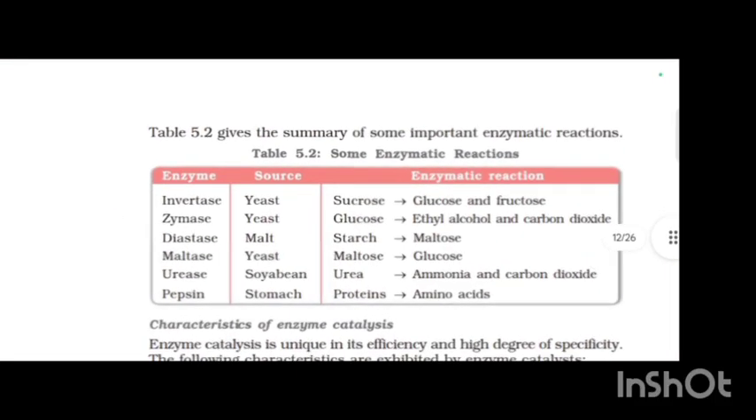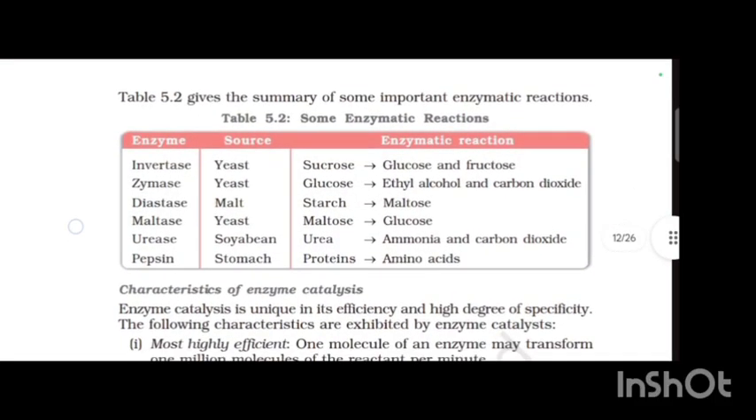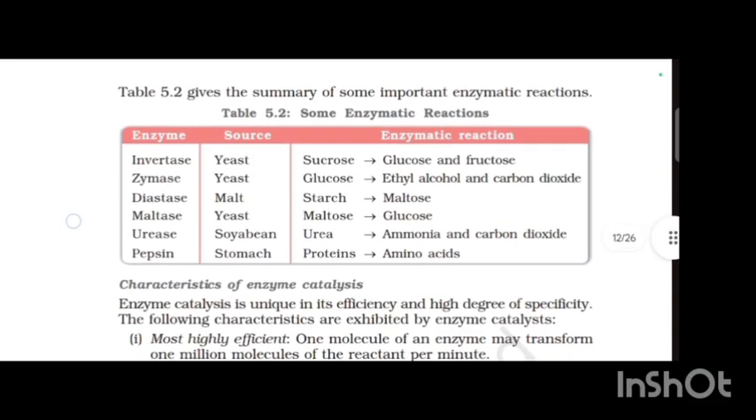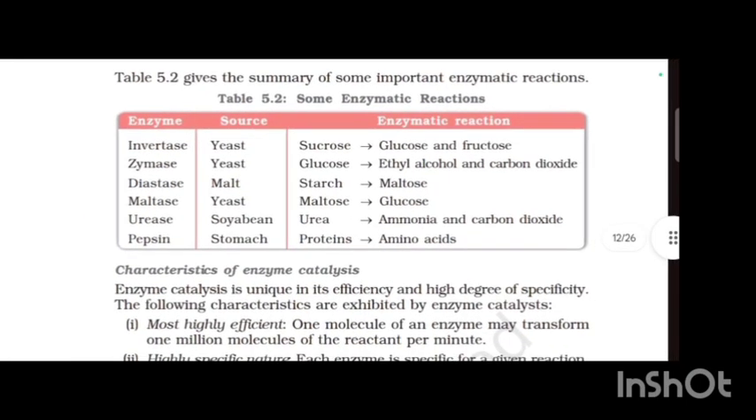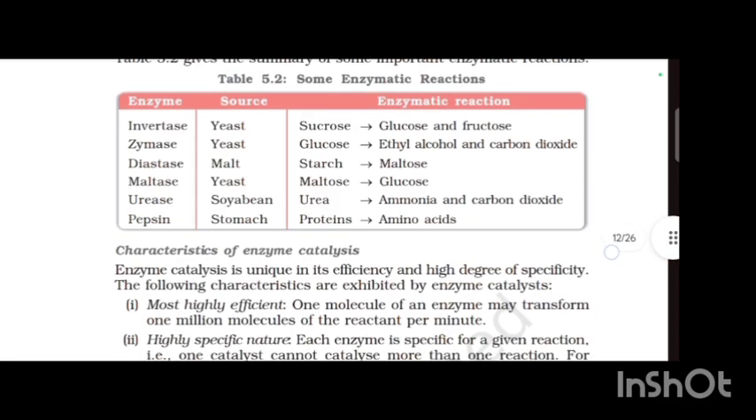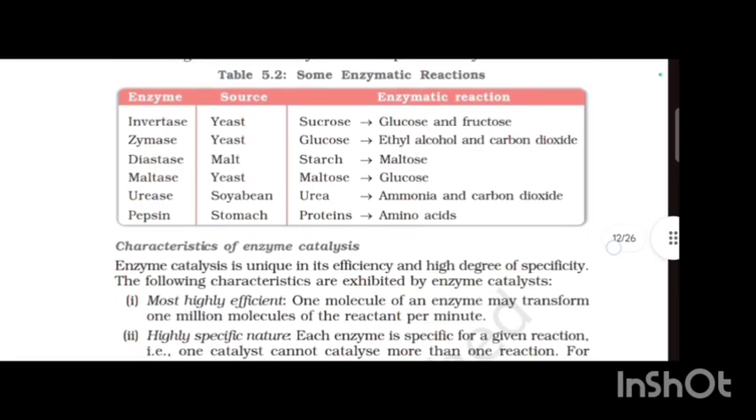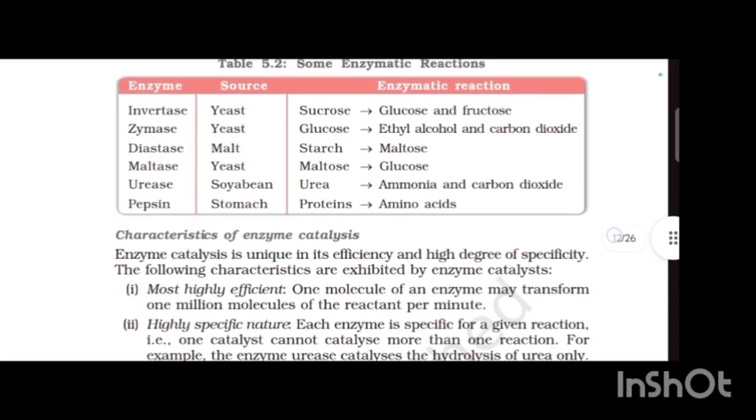Table 5.2 gives the summary of some important enzymatic reactions. Table 5.2: Some enzymatic reactions. Enzyme invertase, source yeast, enzymatic reaction: sucrose to glucose and fructose. Enzyme zymase, source yeast, enzymatic reaction: glucose to ethyl alcohol and carbon dioxide. Enzyme diastase, source malt, enzymatic reaction: starch to maltose. Enzyme maltase, source yeast, enzymatic reaction: maltose to glucose.